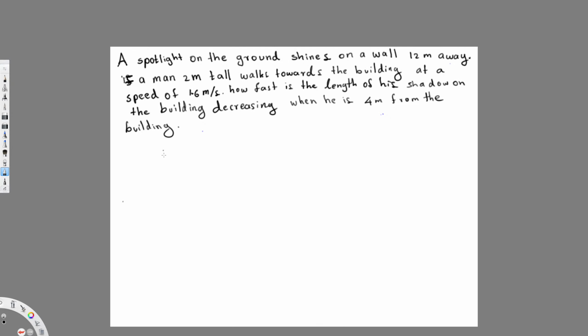You have this question right here. It's asking if a spotlight on the ground shines on a wall 12 meters away. If a man 2 meters tall walks toward the building at a speed of 1.6 meters per second, how fast is the length of his shadow on the building decreasing when he is 4 meters from the building? So let's see how we can do this question.